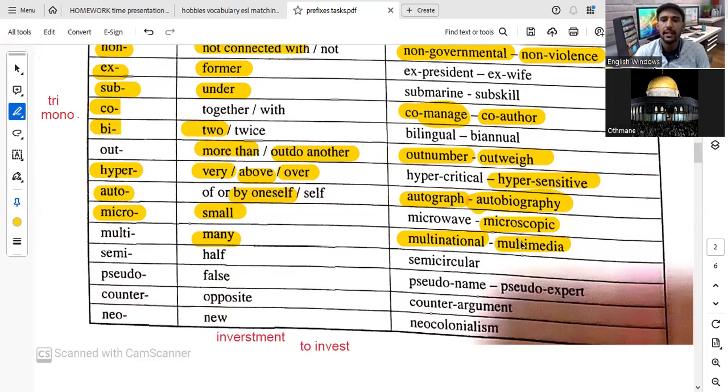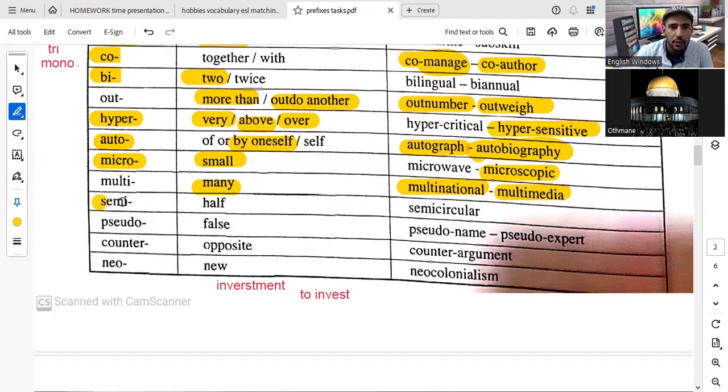Different media, right? Multimedia. When you find semi, it means simply half. Just like semicircle, half a circle. Semicircular, and so on.